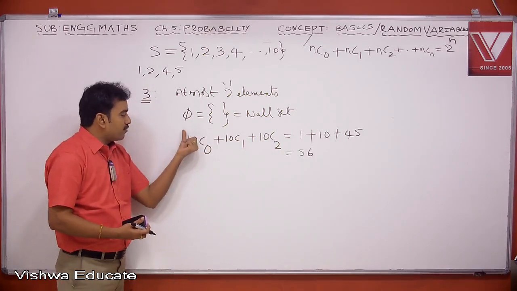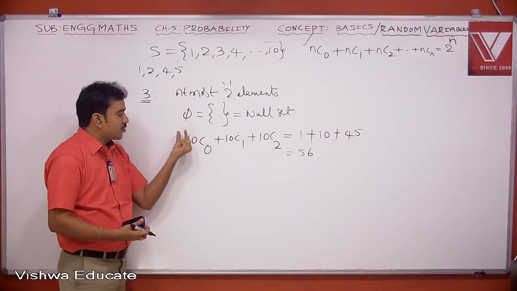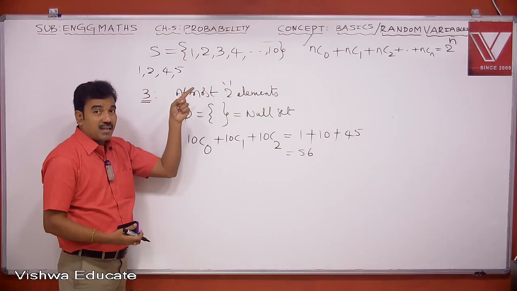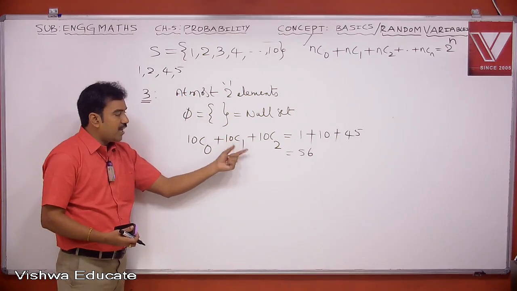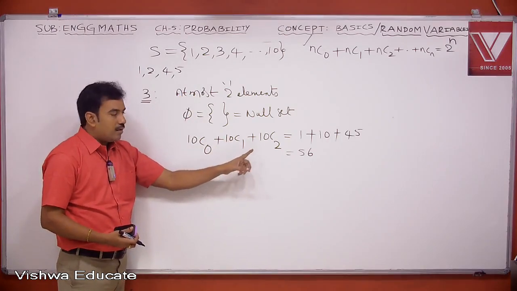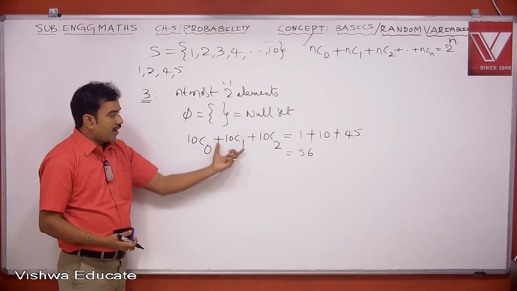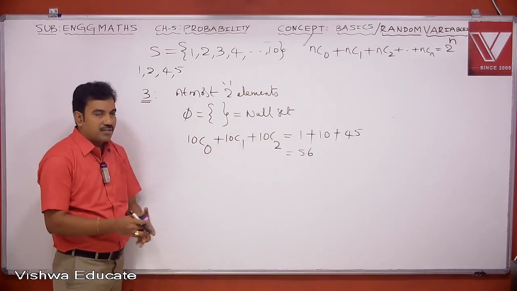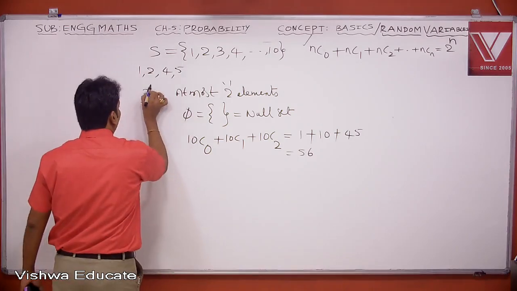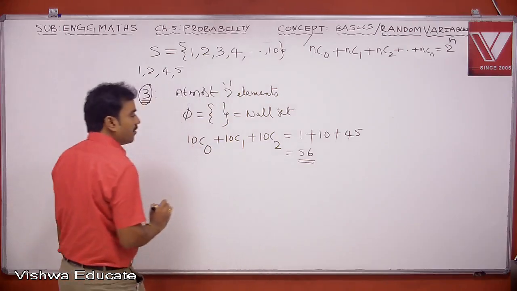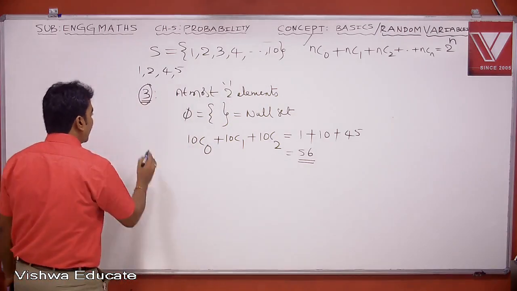So the number of subsets of S having 0 elements is 10C0, because S has 10 elements. The number of subsets of S having 1 element is 10C1. The number of subsets of S having 2 elements is 10C2. Add all the subsets, you will get 56. Therefore the answer for question number 3 is 56. There are exactly 56 subsets of S having maximum 2 elements.